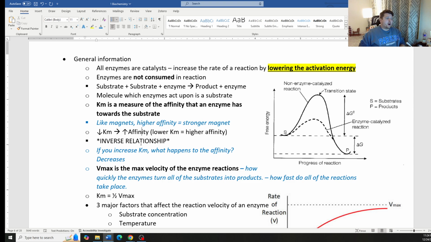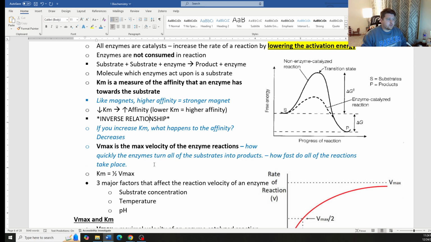This is where people often get confused, where they ask questions involving this, and they think, oh, high affinity, high Km. It is an inverse relationship. High affinity, low Km. High Km, low affinity. Okay? I want to beat that into our brains, that inverse relationship.